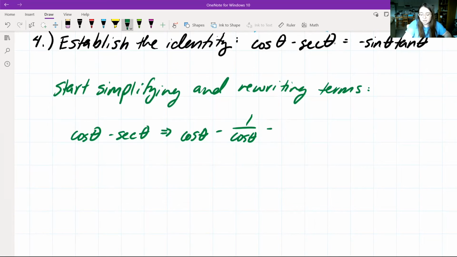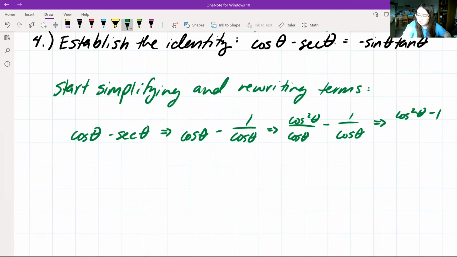And in order to combine them, we would need to rewrite cosine of theta as cosine squared of theta over cosine of theta, minus 1 over cosine of theta. And now we can rewrite this so we just have one term instead of two, and this gives us cosine squared of theta minus 1 divided by cosine of theta. So this is what we're left with. All we've done here is we simplified, we rewrote our terms, and then we combined them.